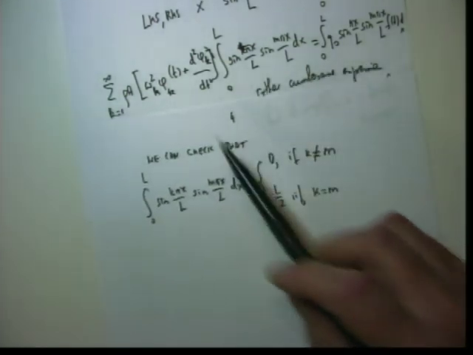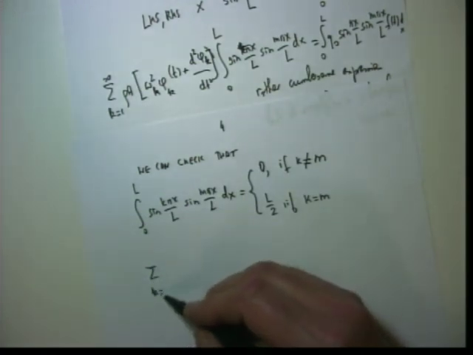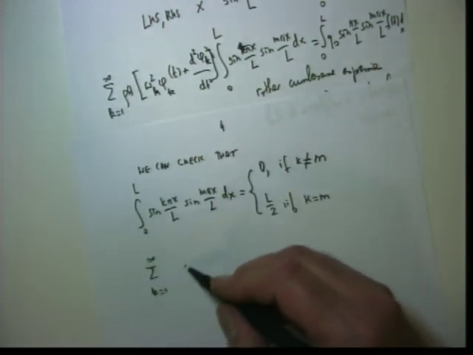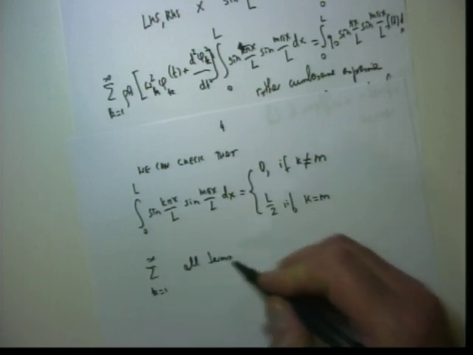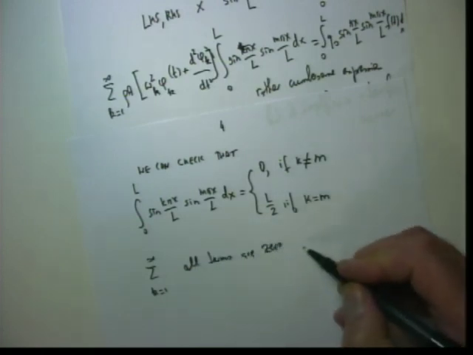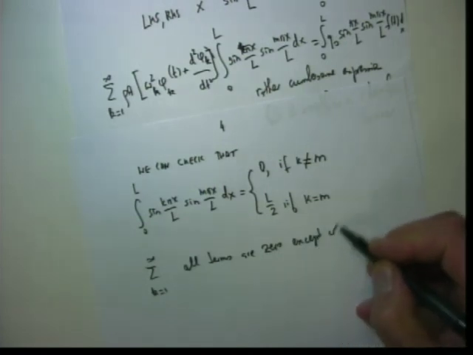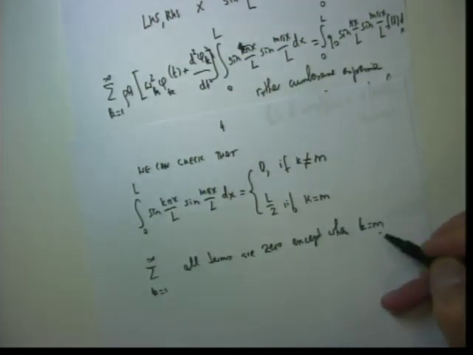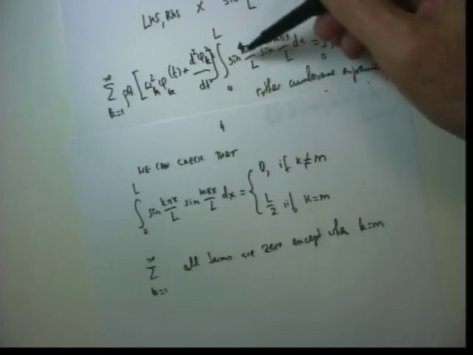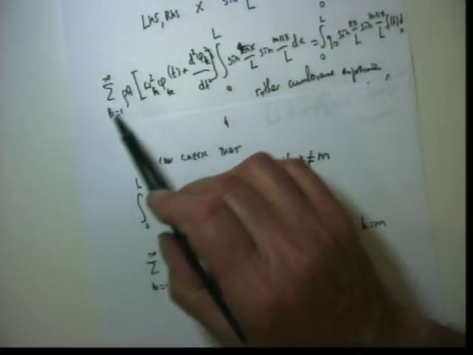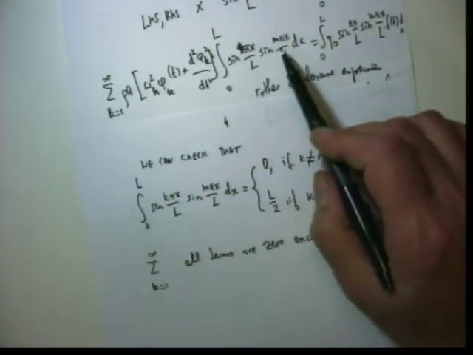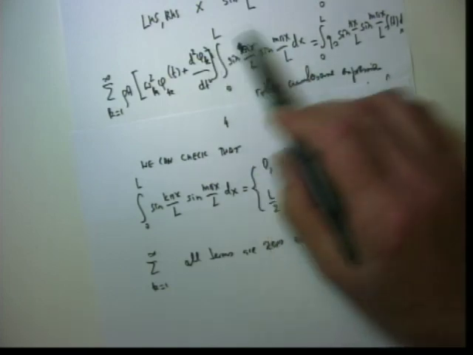So now if this is the case, then in this sum on the left-hand side, summation k from 1 to infinity, all terms are 0 except when k equals m. Because look, in this integral, k runs from 1 to infinity. M is fixed. So all the terms equal 0 unless k equals m. When k equals m, this is L over 2.